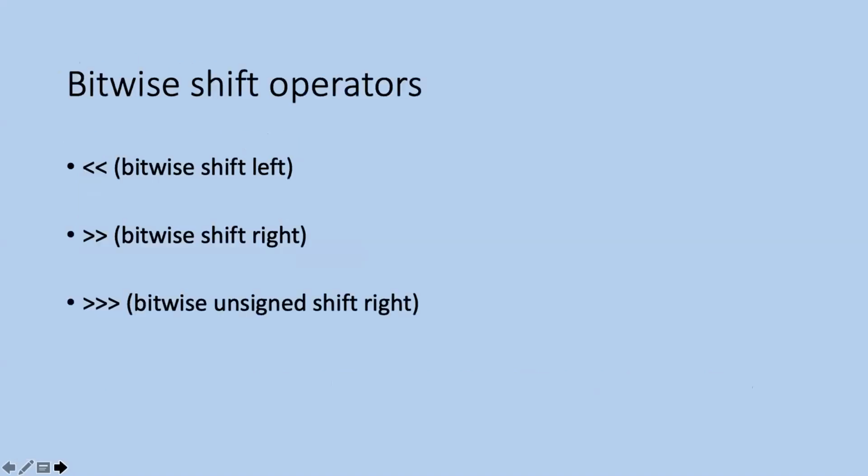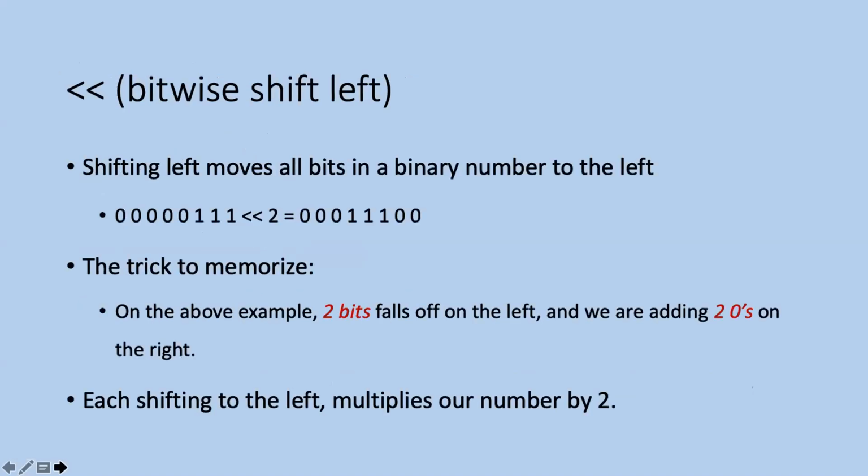Now we'll talk about bitwise shift operators, and we'll mainly focus on these three shifts. The first one is bitwise shift left, bitwise shift right, and bitwise unsigned shift right. Okay. Now, bitwise shift left. Let me get my pen. All right. Shifting left moves all bits in a binary number to the left, right?